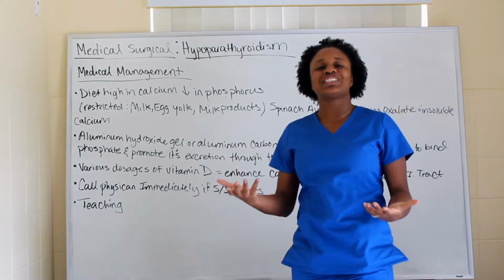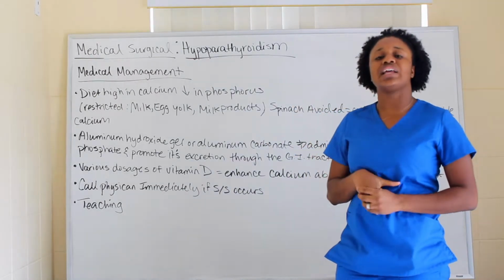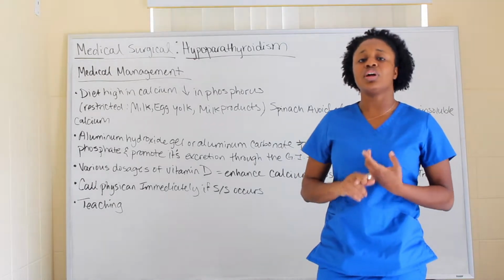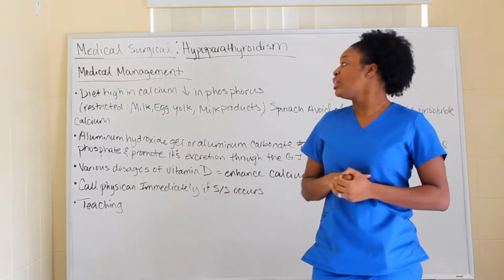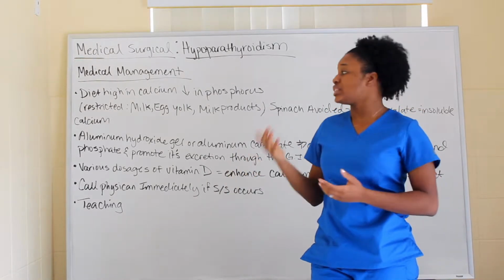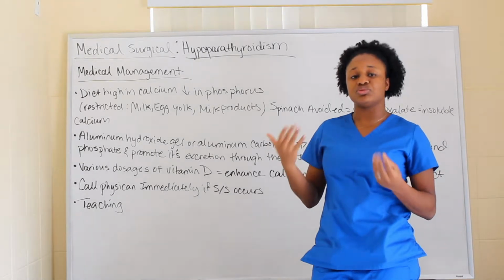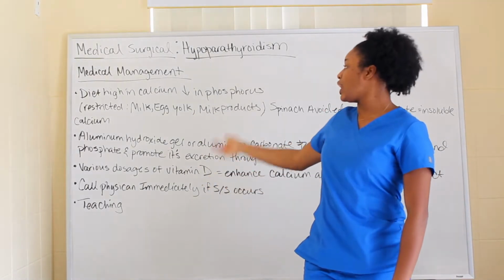All right, so we're going to just continue on with the medical management, and with that we have a high diet in calcium, okay? So we want to have increased calcium in our diet and a low or decrease in phosphate, okay? Because we already have a lot of phosphate as it is. Now, certain foods that you want to make sure the patient do not have or that are restricted is your milk, your egg yolk, all right, and your milk products.